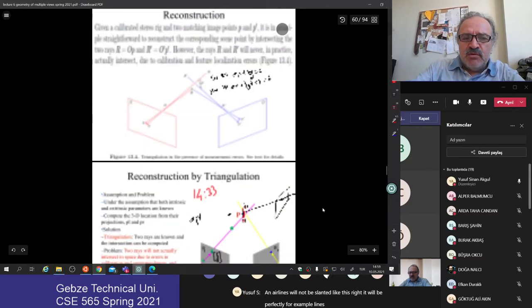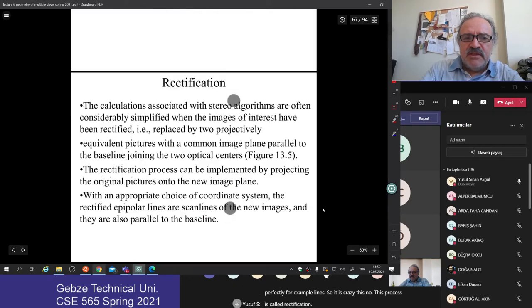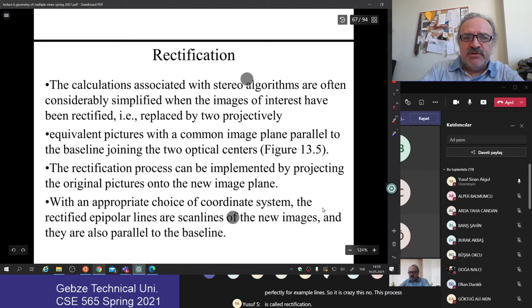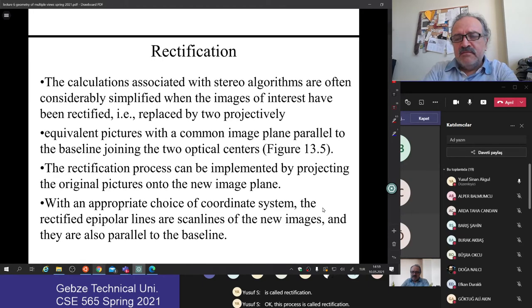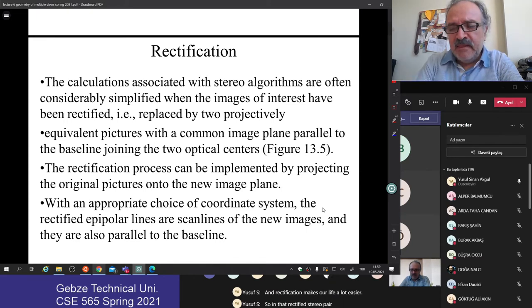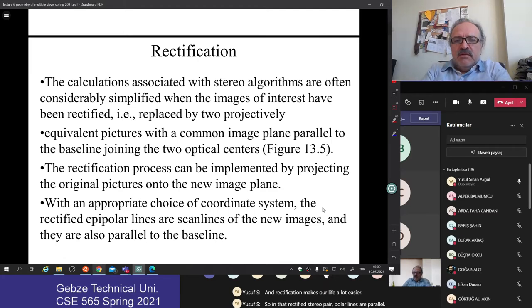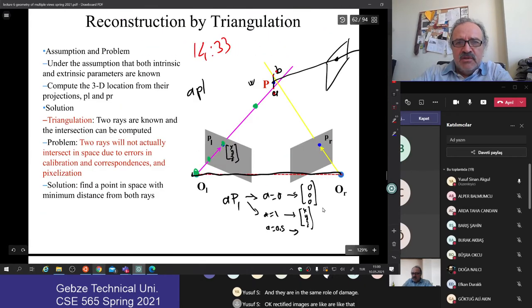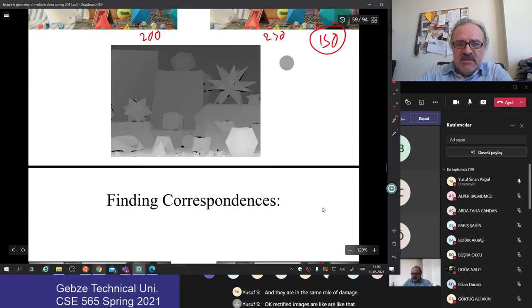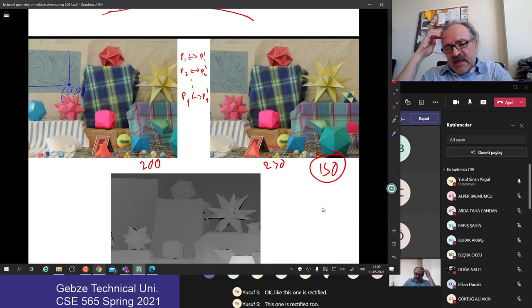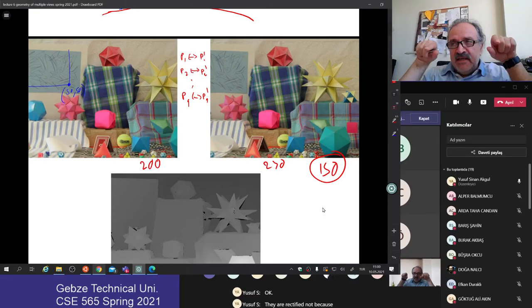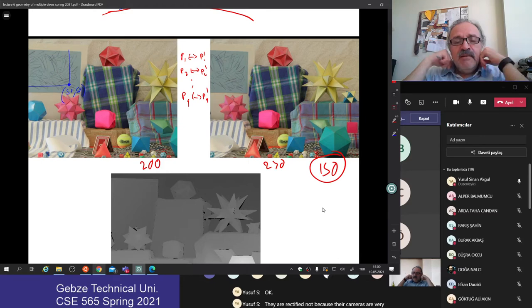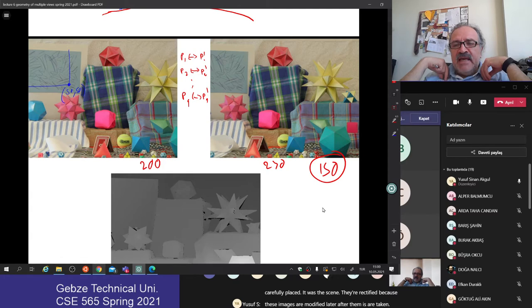This process is called rectification. Rectification makes our life a lot easier. In a rectified stereo pair, epipolar lines are parallel and they are in the same row of the image. All the images that I showed you before, like this one, are rectified. This one is rectified too. They are rectified not because their cameras are very carefully placed towards the scene, but because these images are modified later after the images are taken. So you rectify your images so your scan lines become parallel to each other, and they are horizontal.